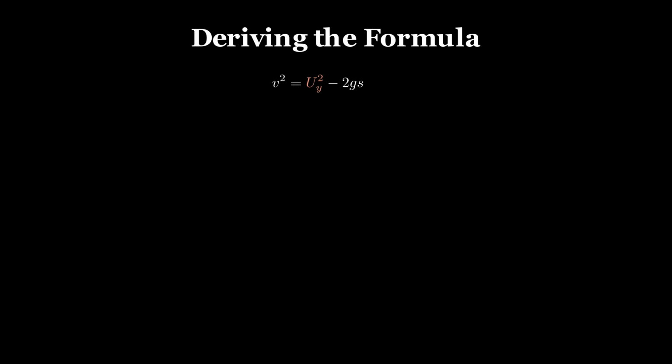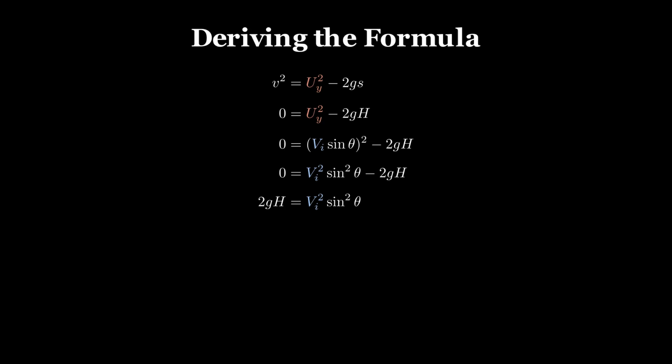Start with a standard equation of motion, v² equals u² minus 2gs, here u is Uy, the vertical speed. At the peak, the vertical velocity v is 0, and the distance risen, s, is the maximum height, h. Now substitute Uy equals Vi sine theta, the formula from section A. Squaring that out, Vi² sin²θ. Rearranging, move the 2gh term across to the other side. And divide both sides by 2g. That gives us the maximum height formula, h equals Vi² sin²θ over 2g.